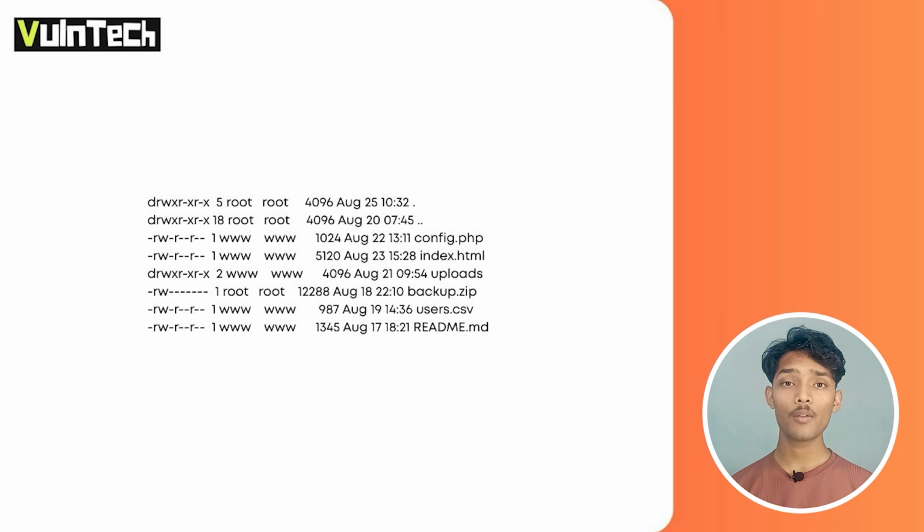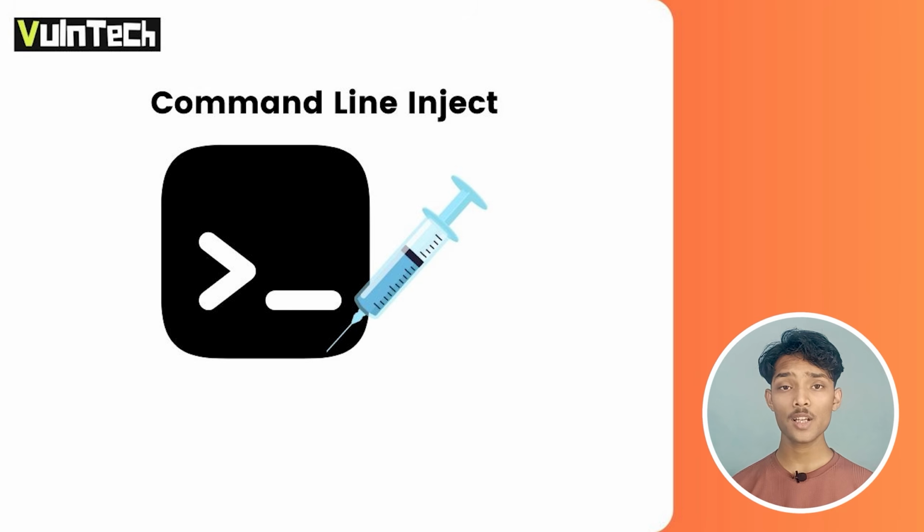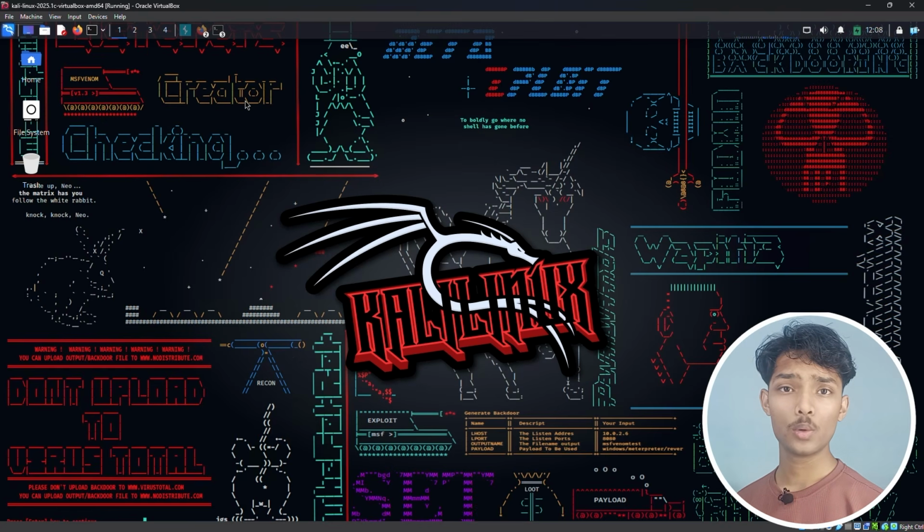So basically, if a website is vulnerable to command injection, it won't filter the input and it will directly give the result that you ask for. So in general, the process looks like this, and how we can do that we will learn in the upcoming lectures.